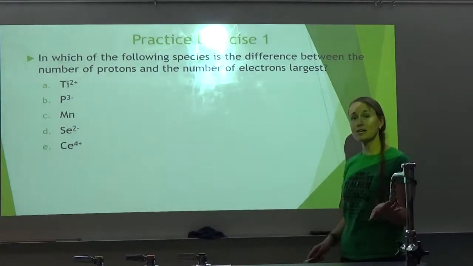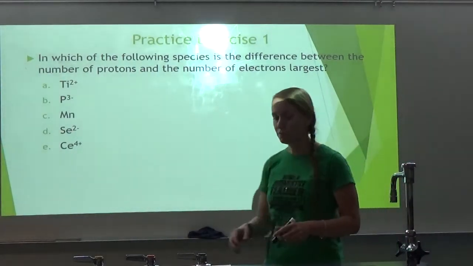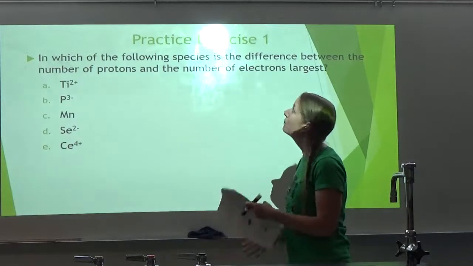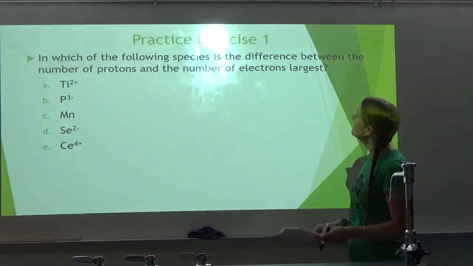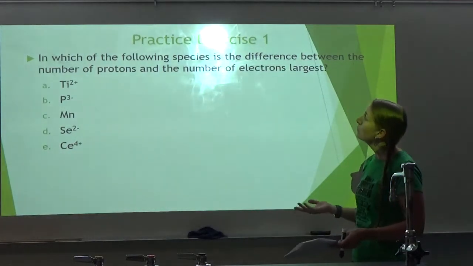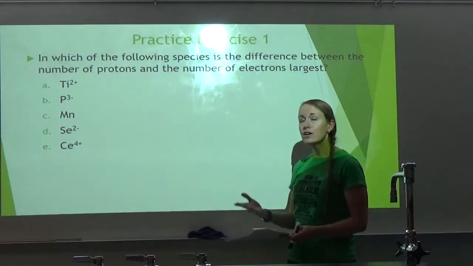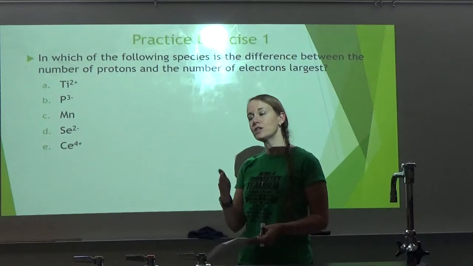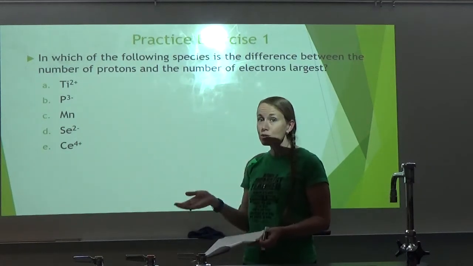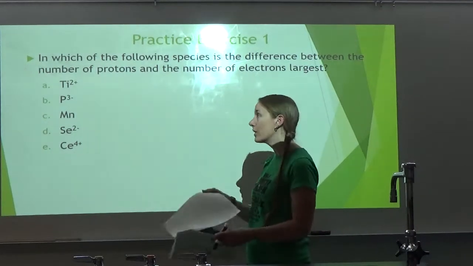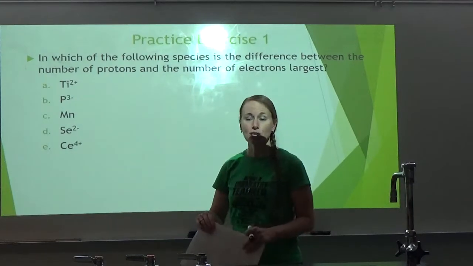Alright, so remember, don't forget to be pausing this and trying these on your own. So it says, in which of the following species is the difference between the number of protons and the number of electrons the largest? Well, y'all, the greater the charge, the greater it is away from 0, so the absolute charge, it doesn't matter if it's positive or negative, the more electrons it's lost or gained.